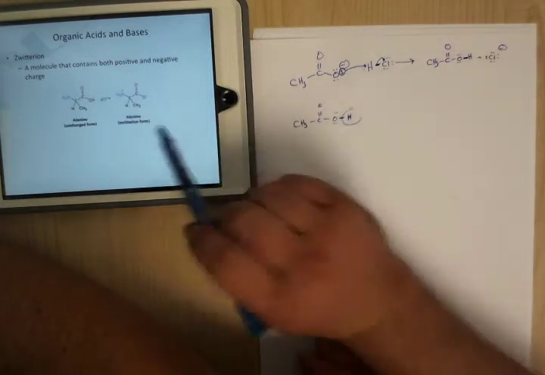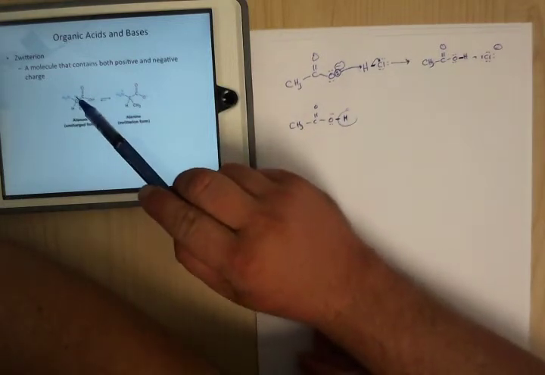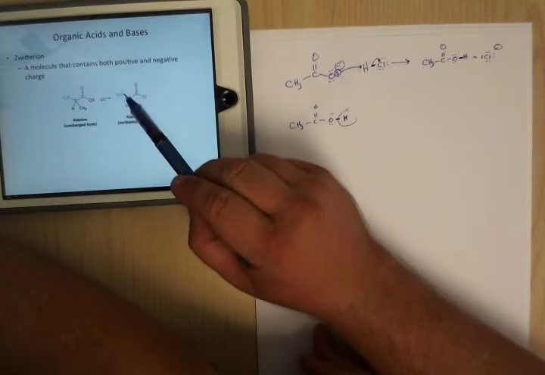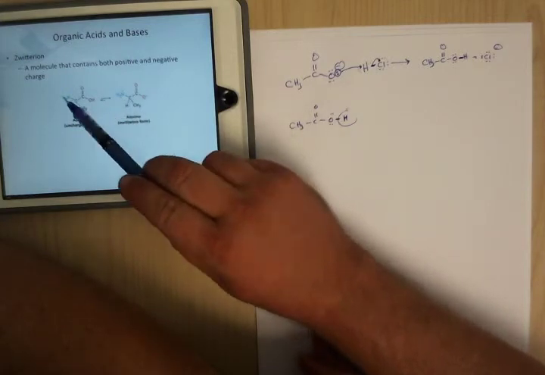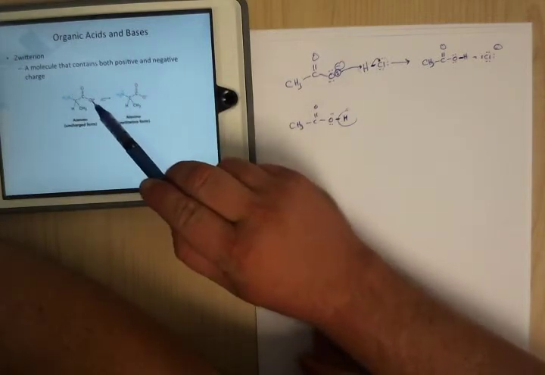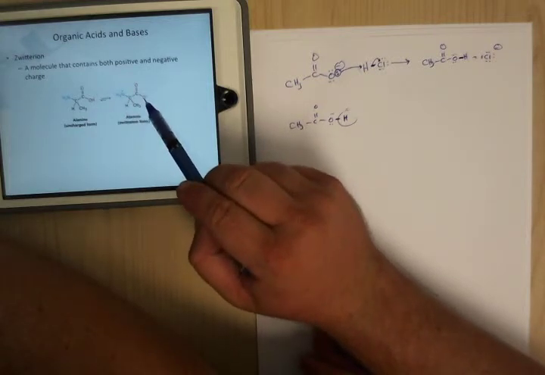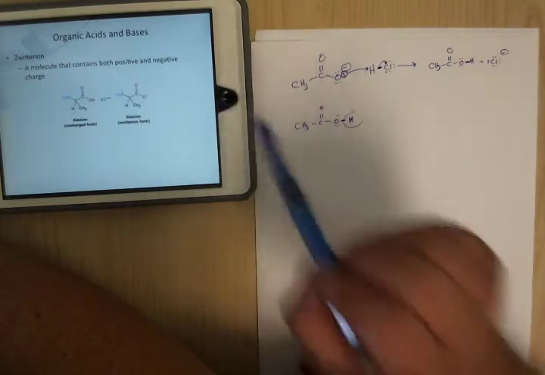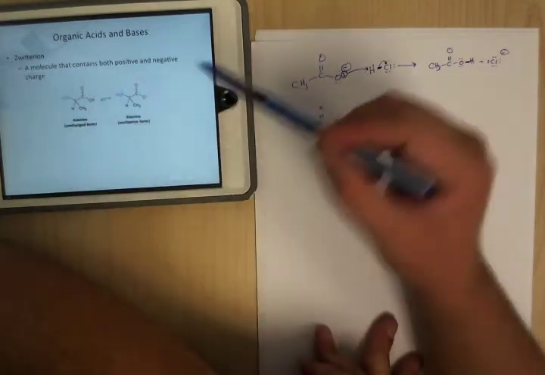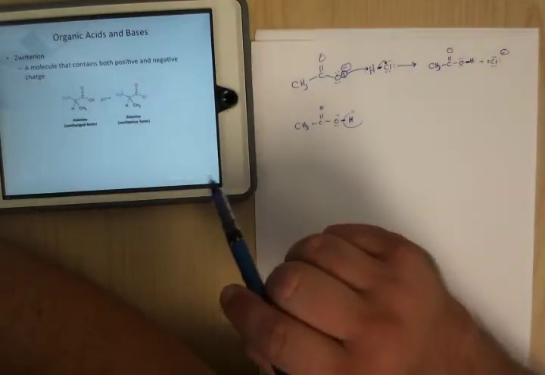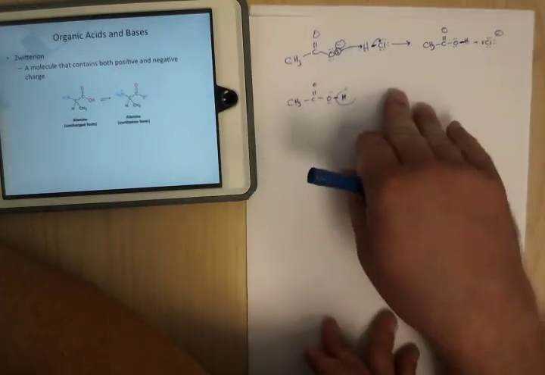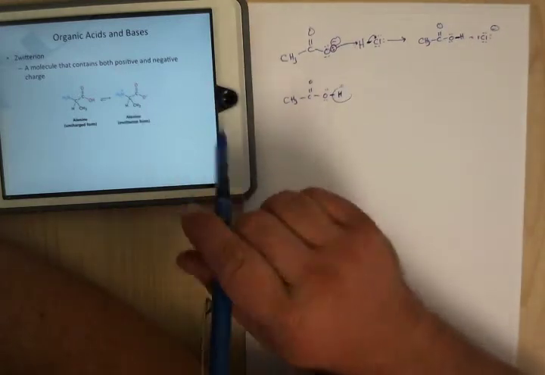Now you can have molecules that have both an acid and a base within them. If these lone pairs come in and snatch that hydrogen, now, if you do the formal charge, this one has a plus charge. This is the same molecule. If they have a plus and a negative charge on the same molecule, it's called a zwitterion. You sometimes see that in things like amino acids.